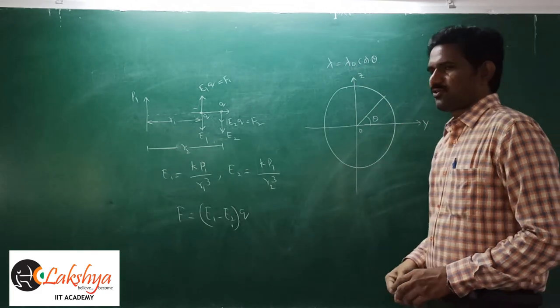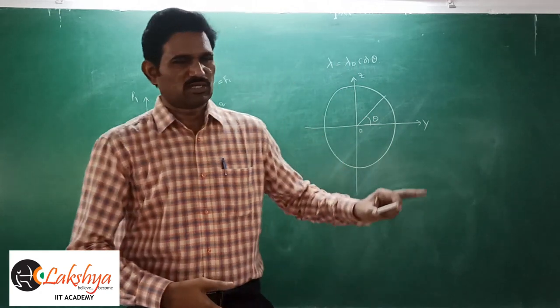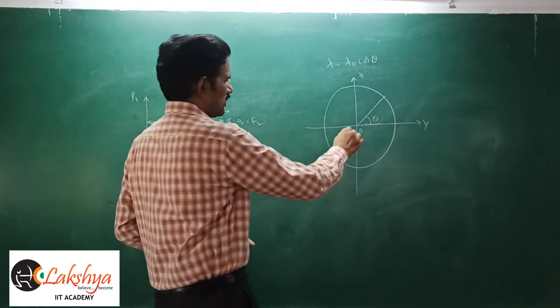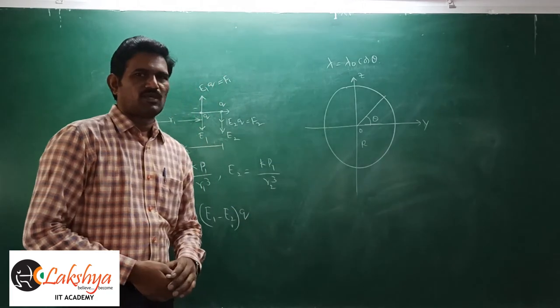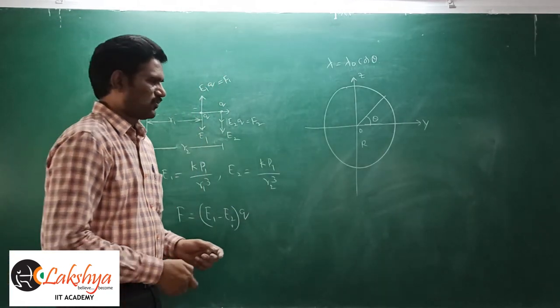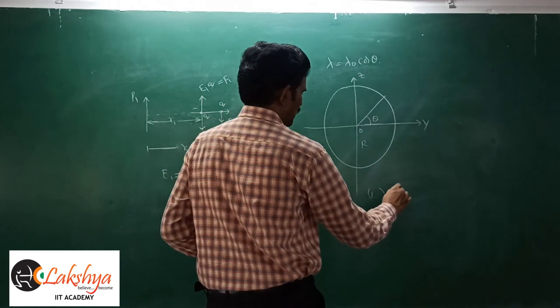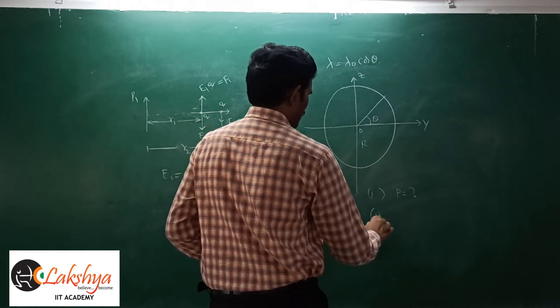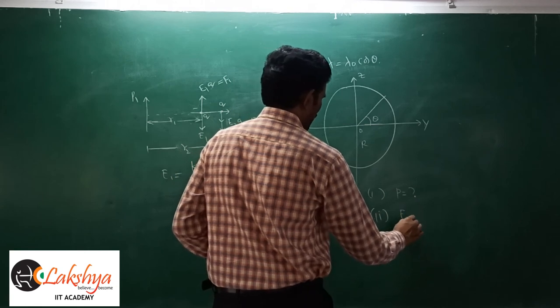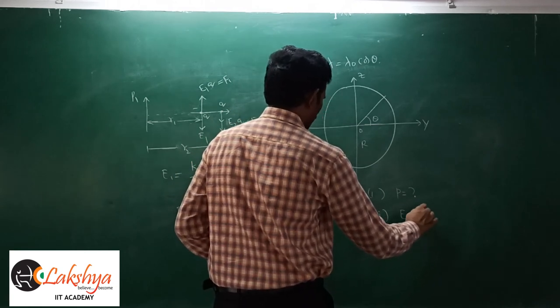That means the linear charge density on a ring is varying as lambda equals lambda naught into cos theta, where theta is defined as shown. This is a circular ring of radius r whose center coincides with the origin. Now our questions are: find the dipole moment P, and the second question, find the electric field at the center.